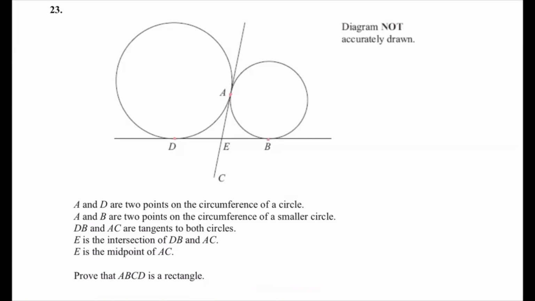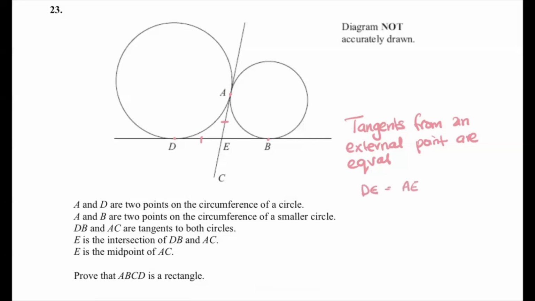DB and AC are tangents to both circles. What do I know about tangents and circles in my world of circle theorems? I know that tangents from an external point are equal. So I'm going to mark that on. Those two lengths there going to E to D and E to A, they will be equal because of that circle theorem. And I can also write that down. DE is equal to AE.